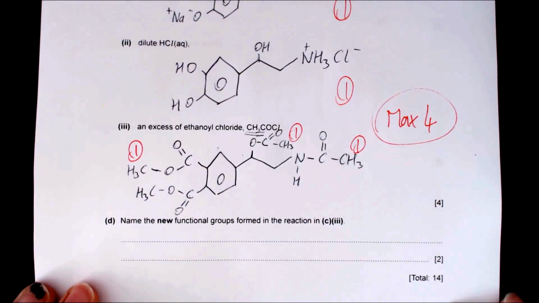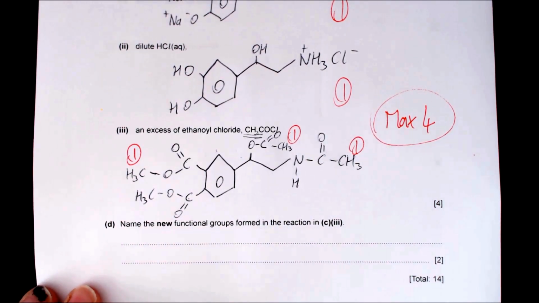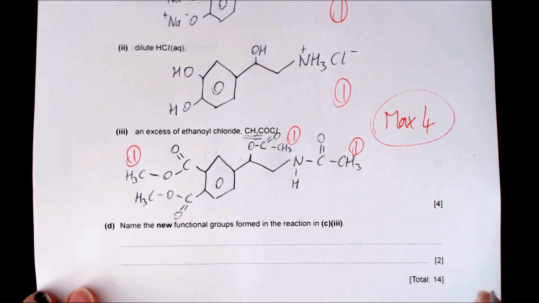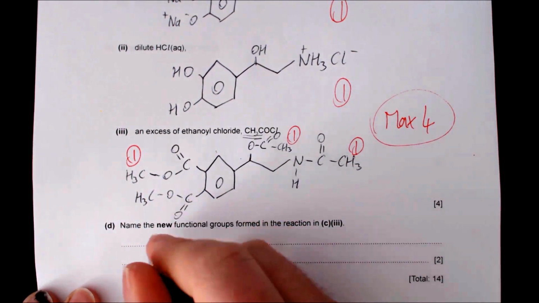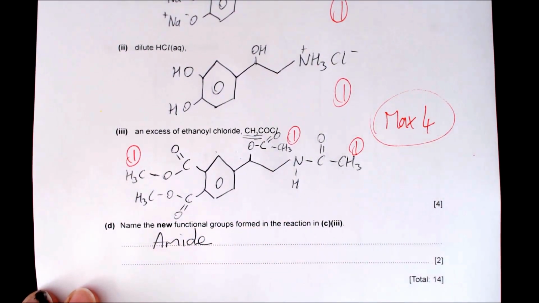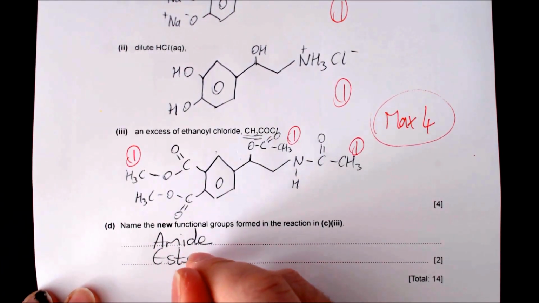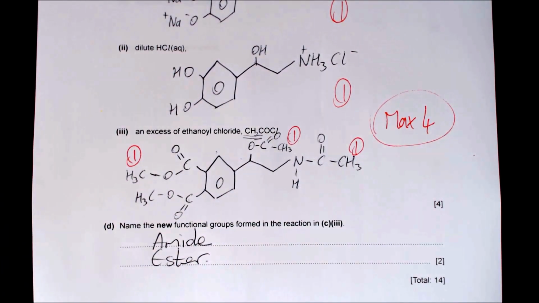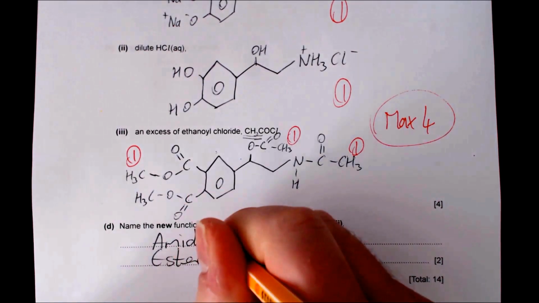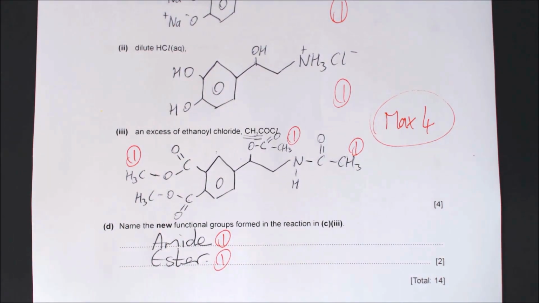Okay, and then the next one. It says, name the new functional groups formed in reaction C part 3. So the new functional groups, obviously, we've formed an amide, which is this molecule over here, so we're going to put amide there. And we've also formed an ester, because we've got 3 esters there. So we've got an ester. And you get 2 marks for that, so obviously 1 for each. There you go. So 14 marks in total for that one. Right, that's it. On to question 5.